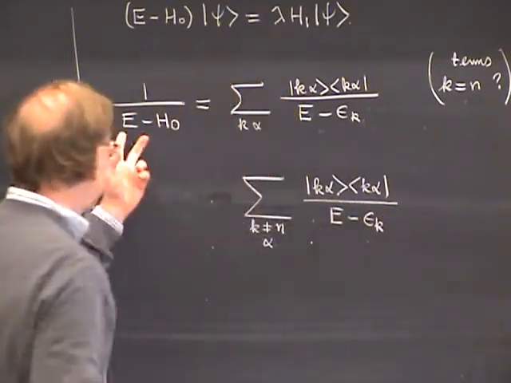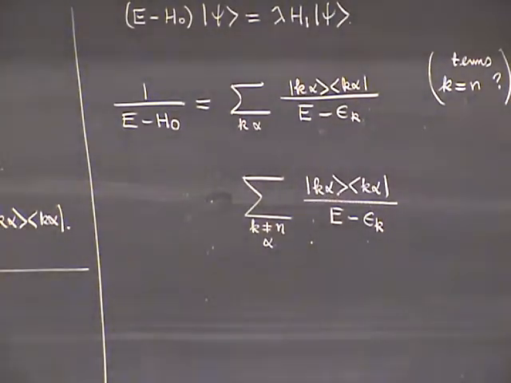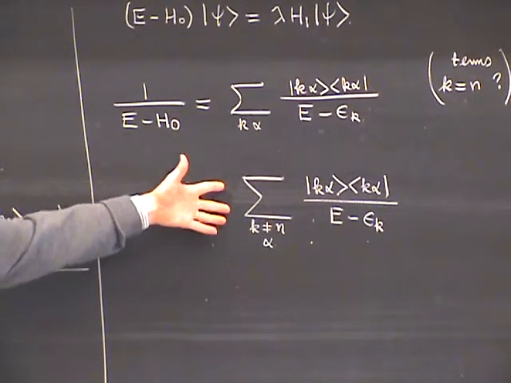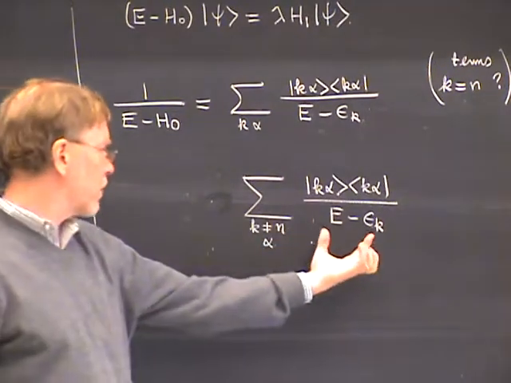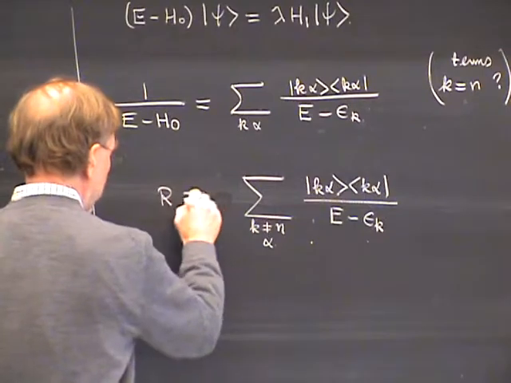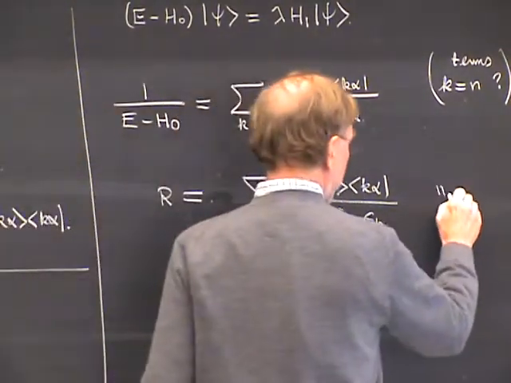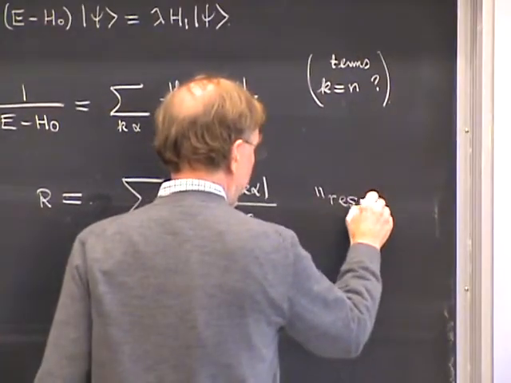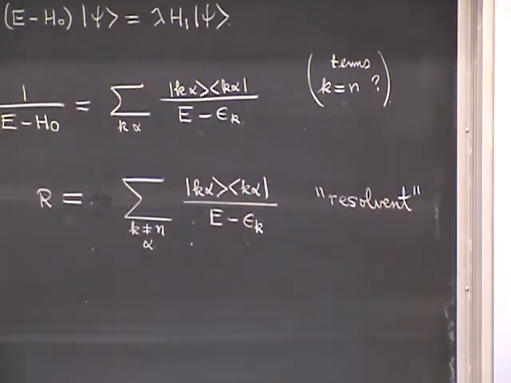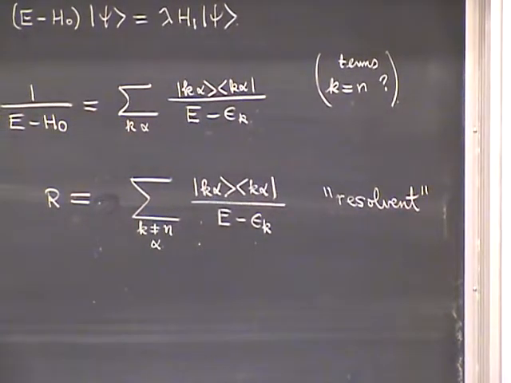However, this is no longer the inverse of E minus H0. It's a different operator now because we excluded some terms. But the point is that this is now well-behaved, and none of these denominators are small. Let's give this operator a name, and I'm going to call it R here. And R here is really a mnemonic for resolvent. The resolvent operator is something that appears in the theory of Green's functions. And this operator here is actually very, very close to what's called a resolvent.